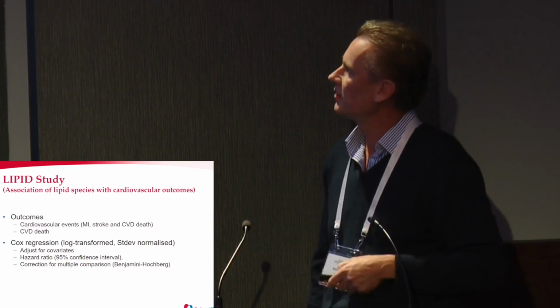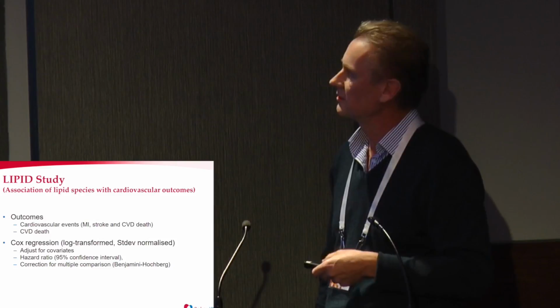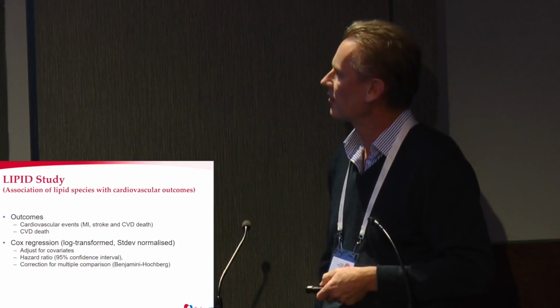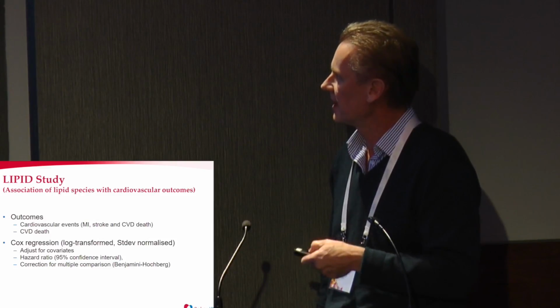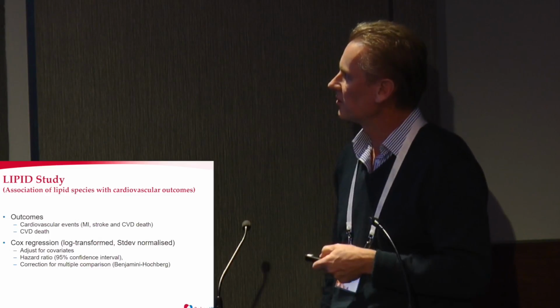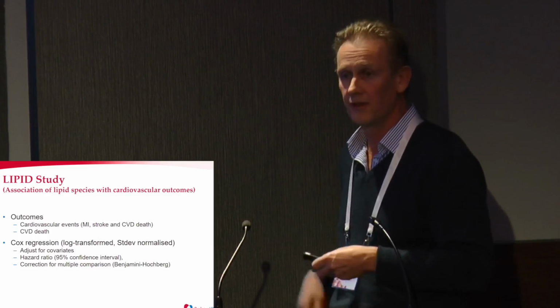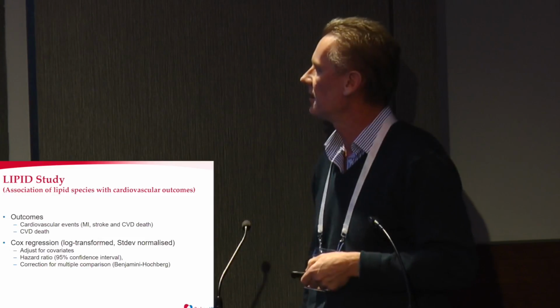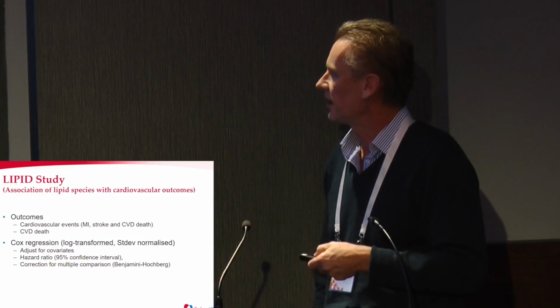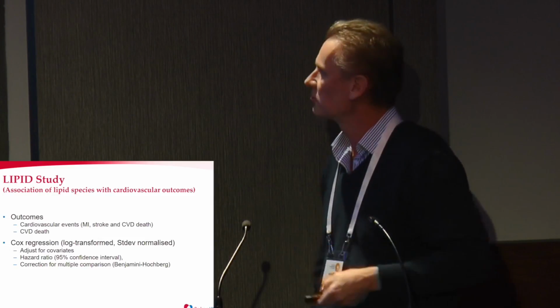Okay, so the first study we do is look for association of lipid species with our cardiovascular outcomes. Again, these are the outcomes we're studying. We're using Cox regression, adjusting for that long list of covariates that I showed earlier. And so we calculate hazard ratios and we correct for multiple comparisons.